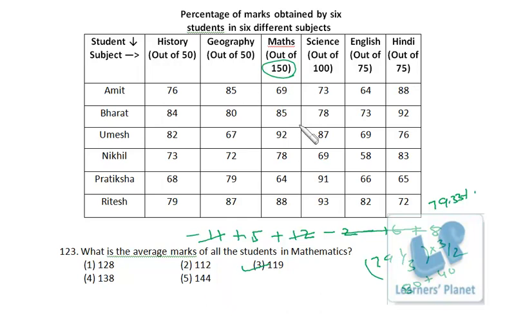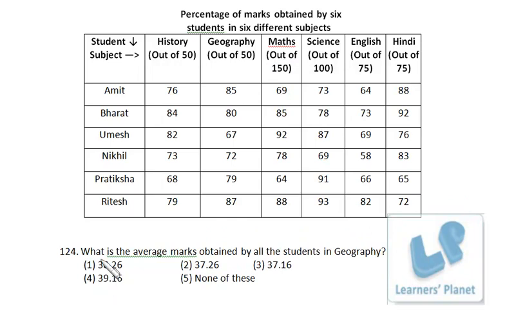So instead of calculating the marks in each subject for each person, you can calculate the average percentage, and the average percentage you can use to calculate average marks. Okay, similarly in this question, what is the average marks obtained by all the students in geography? Again, in geography, the marks are from 50. So we can calculate the average percentage, and from the average percentage we can calculate the average marks. Okay, since the base is same everywhere, it is 50 and these are the percentage.